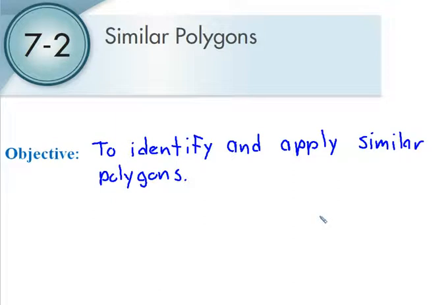In section 7.2, we're talking about similar polygons. Our objective is going to be to identify and apply similar polygons. Okay, we'll look at the geometric idea of similarity here, and then use that to approach a few different types of real-world problems towards the end of the lesson.